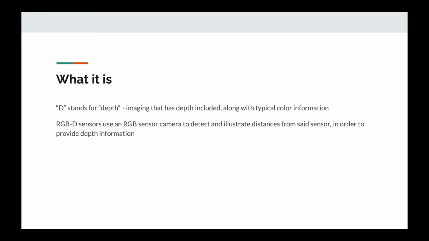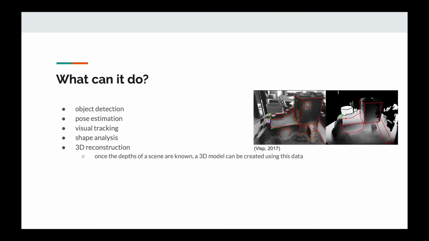And depth is essential to this type of imaging because it not only includes typical color information, but it also includes, as I mentioned, depth. And these sensors use a camera to detect the distances the objects are from the sensor, and then that gives it the depth information. So what can they do?